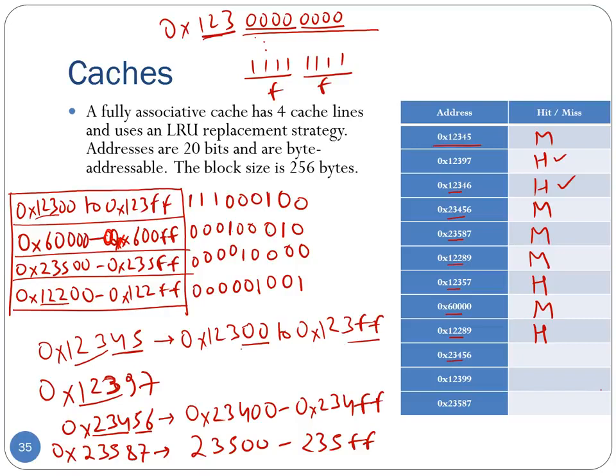Next we have hexadecimal 23456. So the tag 234 is not present in the cache, right? We have 235, 122, 600 and 123. So this is going to be a miss. Now in response to this miss, again we have to evict something. Let's find out the LRU line. The first line was accessed 3 cycles ago, the second line was accessed 2 cycles ago, the third line was accessed 1, 2, 3, 4, 5 cycles ago, and the last line was accessed just 1 cycle ago. So this is our LRU line. We will now evict the third line and bring in the new data, hexadecimal 23400 to 234FF here.